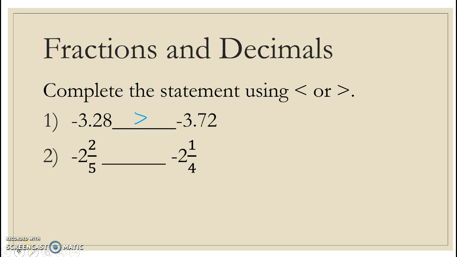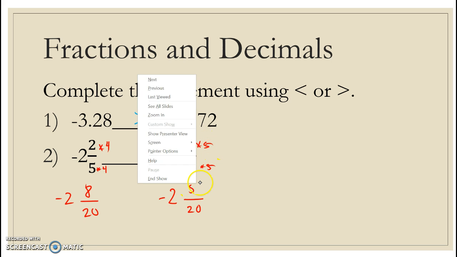Our next problem is fractions, and these can cause a little bit of an issue. So when we're dealing with fractions, my first instinct is always to get a common denominator. So I have 5 and 4 here. I'm going to go ahead and make those denominators 20, just to make it easy. So to get 5 to 20, I multiply by 4, so I do the same thing to my numerator, and I have negative 2 and 8/20. And on the right here, I have negative 2, and I'm going to multiply by 5, and 5/20.